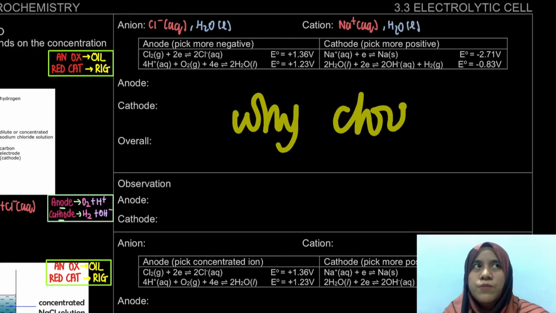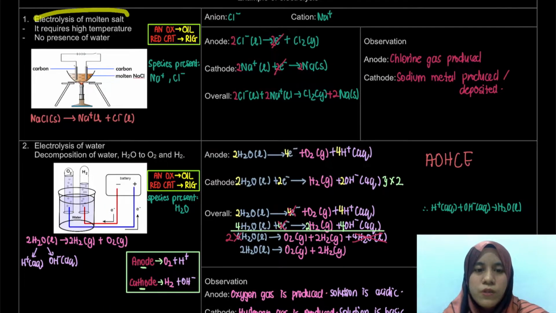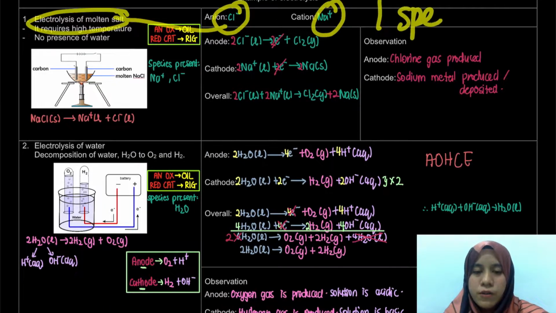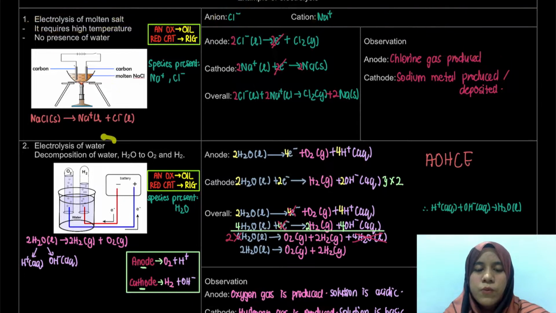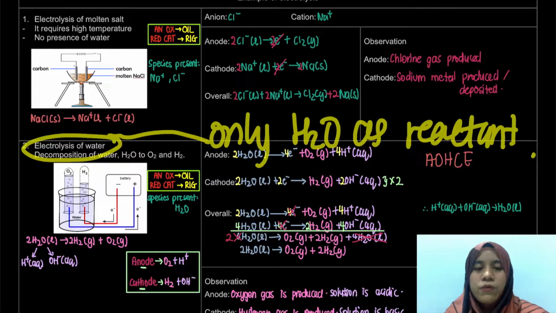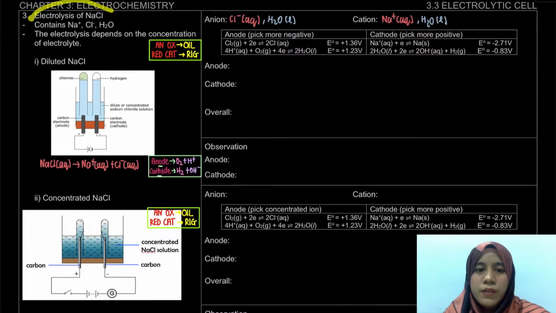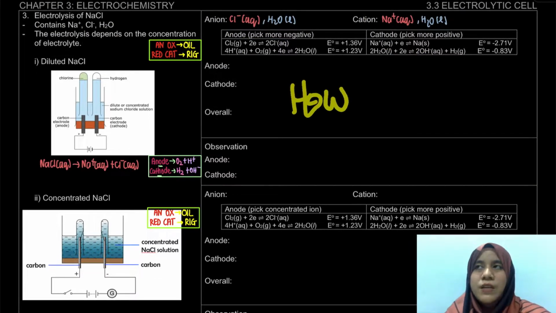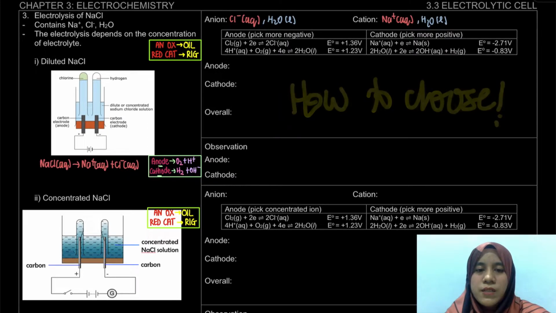Previously, what we have learned is that the molten salt only has one for each cation and anion. And for the water, we only have H2O as the reactant. So it is easier for us to do the redox. But here we have two choices. So which one to choose? Well, you cannot choose more than one. So here let's look at the basics of it.